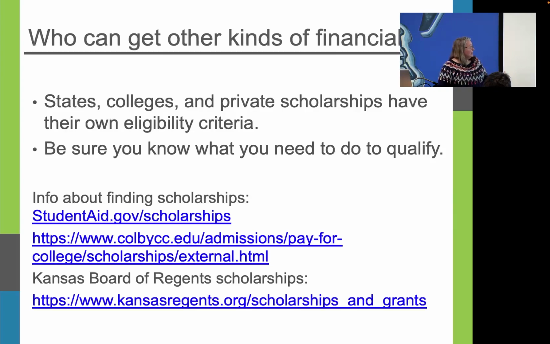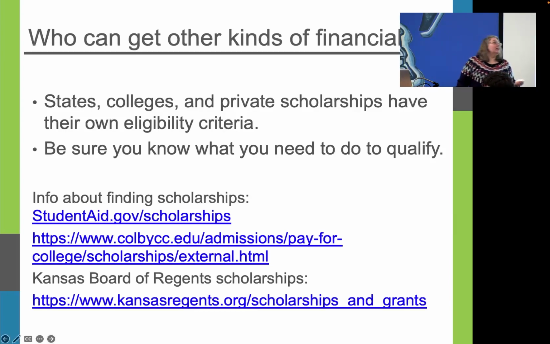Here's some information about finding scholarships. There's one from studentaid.gov. Colby has our own scholarship page, so we have some external scholarships. And then also, if you are a Kansas resident, the Kansas Board of Regents has several scholarship programs, and you can see that at kansasregents.org/scholarships and grants. For state of Kansas residents, the FAFSA priority deadline is April 1st. You can do the FAFSA after April 1st, but the priority deadline for scholarships is April 1st. And the application deadline is May 1st for most of the Kansas Board of Regents scholarships.